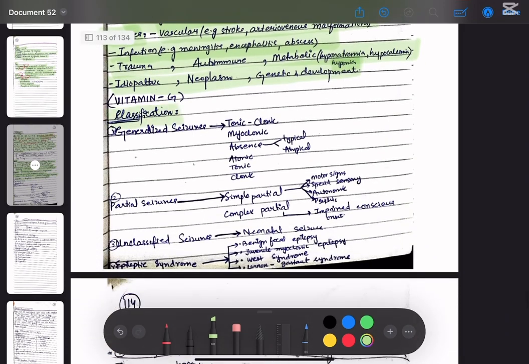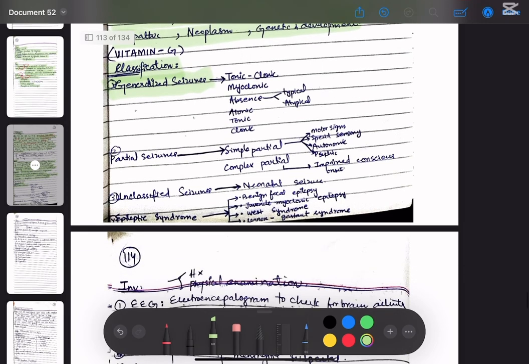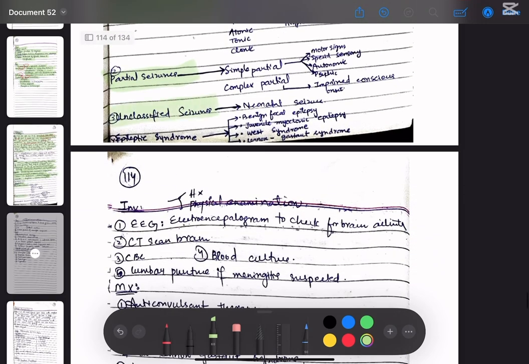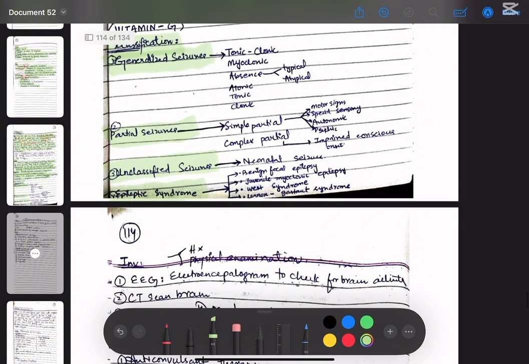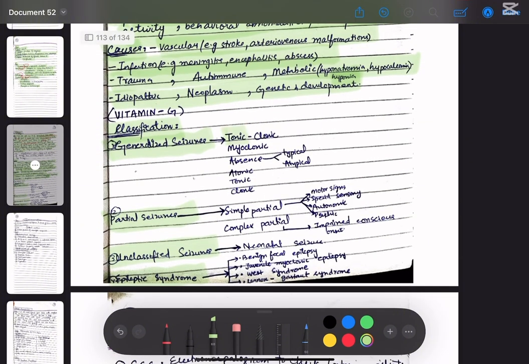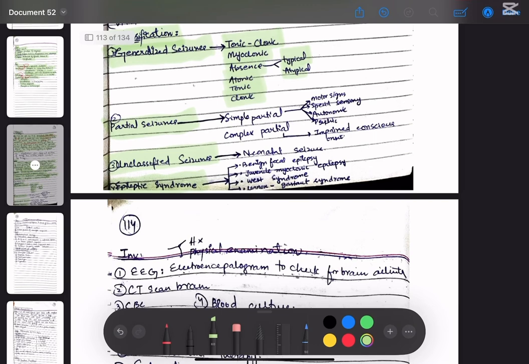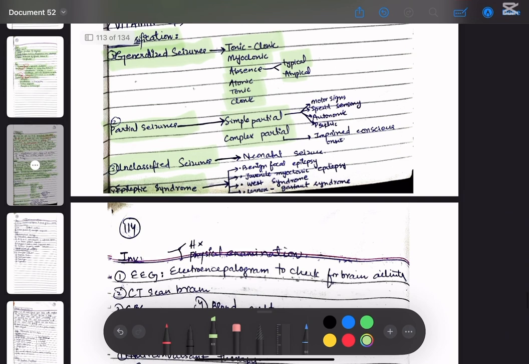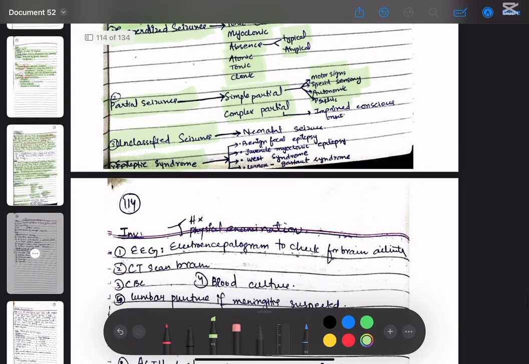We have generalized seizures, partial seizures, unclassified seizures, and epileptic syndrome. In generalized seizures, we have tonic-clonic seizures, myoclonic seizures, absence seizures, which are typical and atypical, atonic seizures, tonic seizures, and clonic seizures. In partial seizures, we have simple partial seizures and complex partial seizures. In simple partial seizures, we have motor signs, special sensory signs, autonomic signs, and psychic signs. In complex partial seizures, we have impaired consciousness at onset.